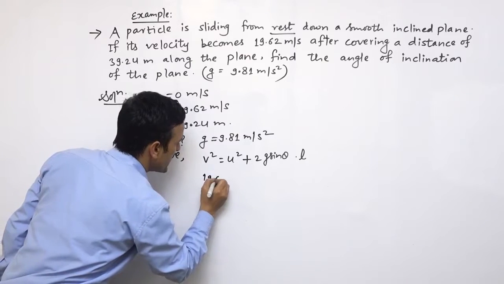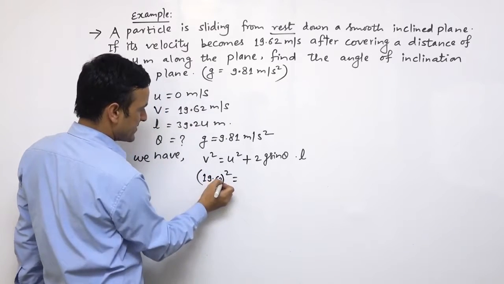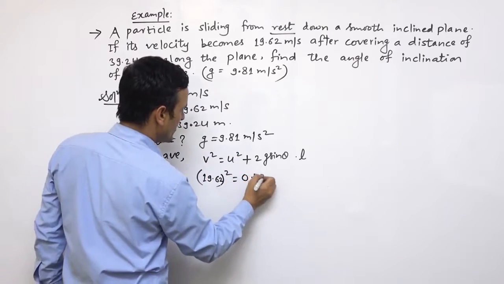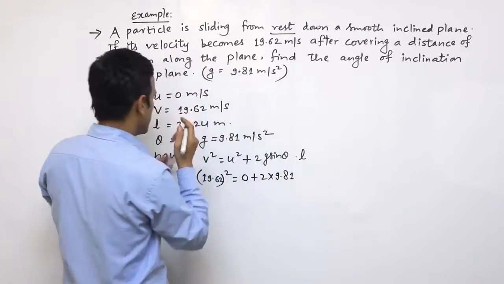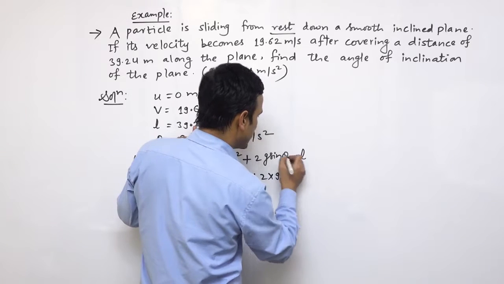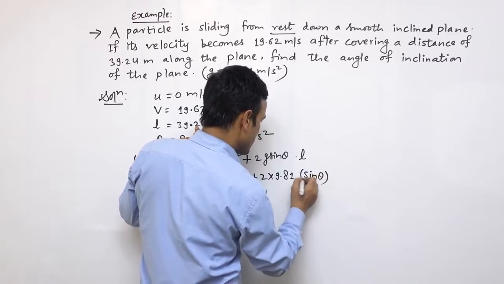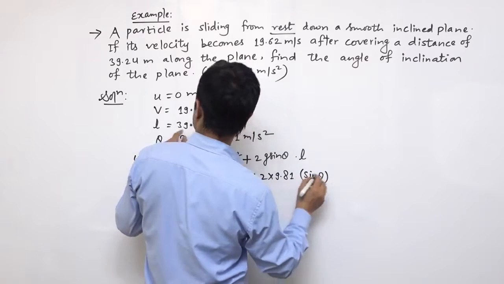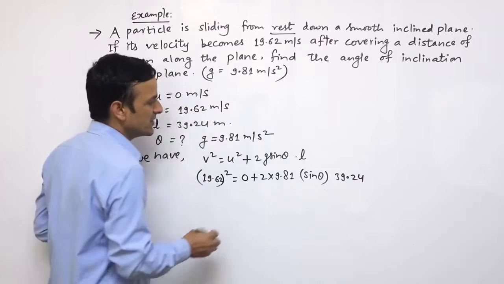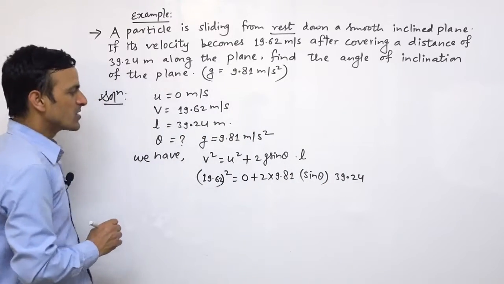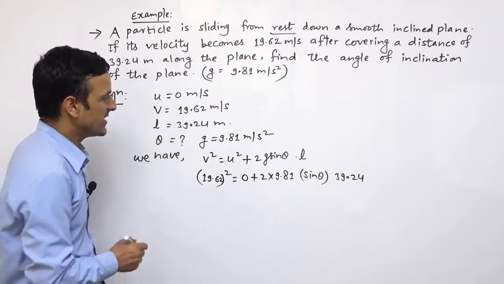V means 19.62 whole square. This is V. And U square is 0. And 2 into g means we have the value of 9.81, and sin theta we don't know here. So it is sin theta, and L means 39.24, so multiply this one. So we can solve this question and write down the value of sin theta.